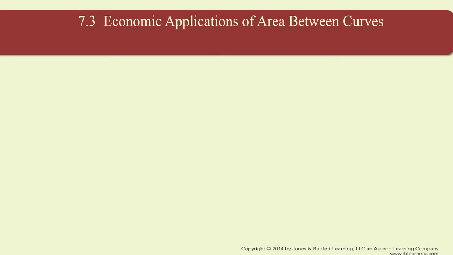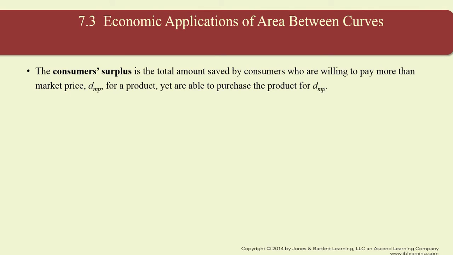So now that we know what consumer surplus is, here's a little bit more mathy type definition. The consumer surplus is the total amount saved by consumers, all consumers, who are willing to pay more than the market price, and I'll denote market price as D sub MP. So that's just how I'm representing market price for a product, but they're able to purchase the product at market price. So whatever the market price is, if you were willing to pay more for that, but you can buy it at market price, you're receiving a surplus. You're receiving a, quote, savings.